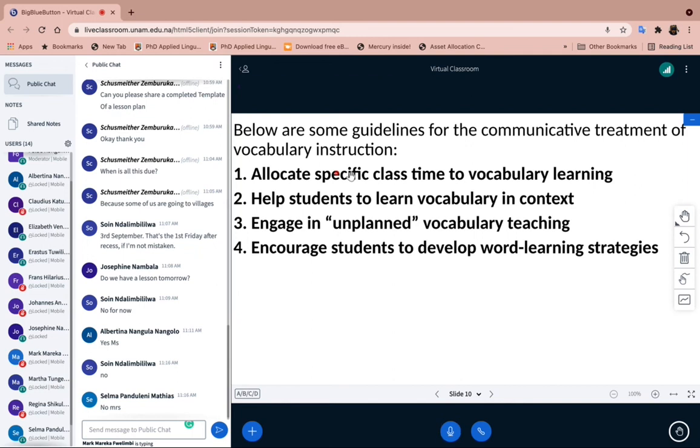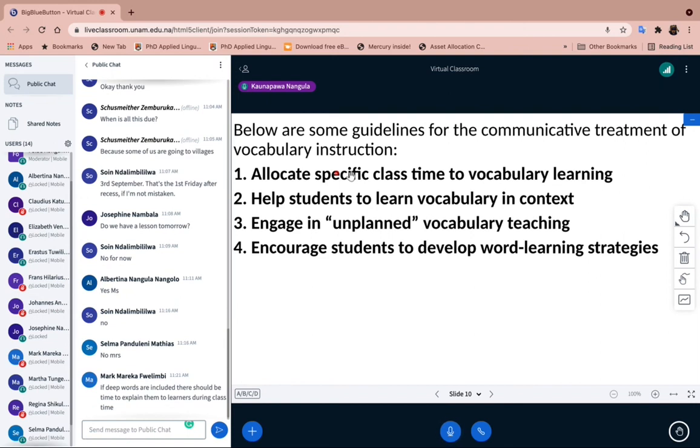Other ideas? I see that Mark is writing. I wish Mark had a mic, and then he can just speak. Mark, go on. Please keep writing. So allocate specific class time to vocabulary learning. What does that mean in other words? What does that phrase mean? What do you think are we going to cover under that subtopic? And then number 2, all right. So if difficult words are included there, there should be time to explain them to the learners during the classroom.